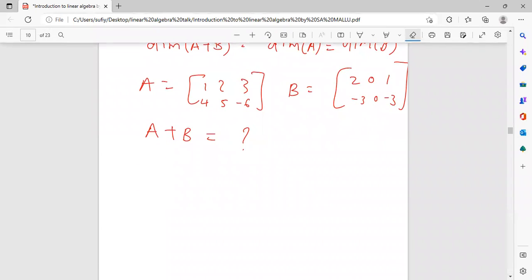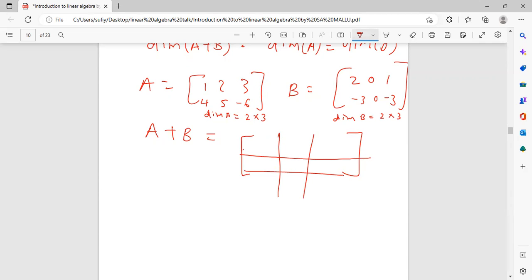Now, let's look at this. When we're doing this A plus B, guys, what is the dimension of A here? The dimension of A is 2 by 3, am I right? And the dimension of B is also 2 by 3, okay? And as I said, therefore, the dimension of A plus B must be equal to that. So it means that we should have 2 rows and 3 columns like this, okay? It has to have 2 rows and 3 columns.